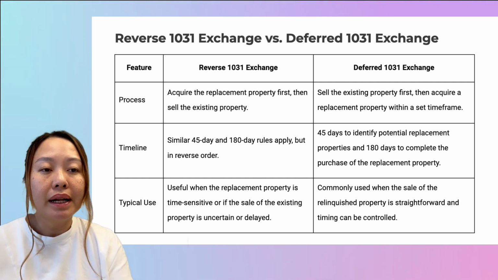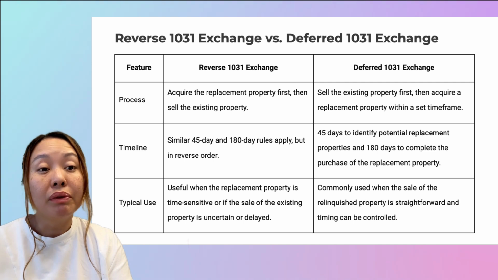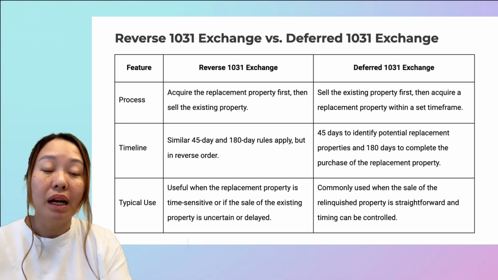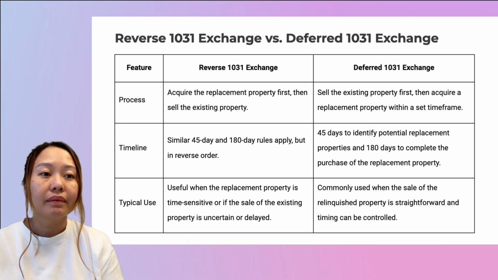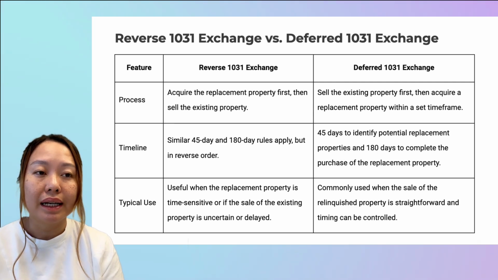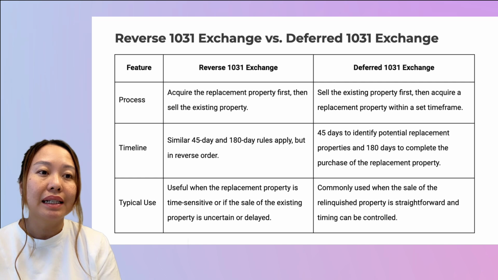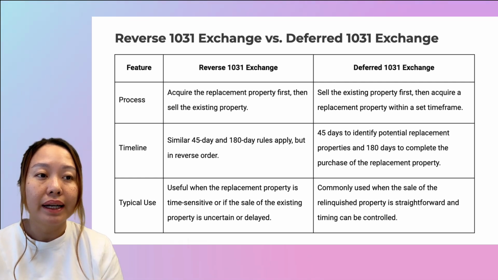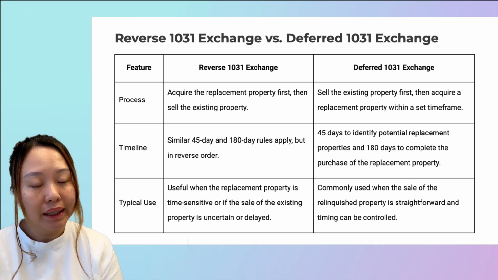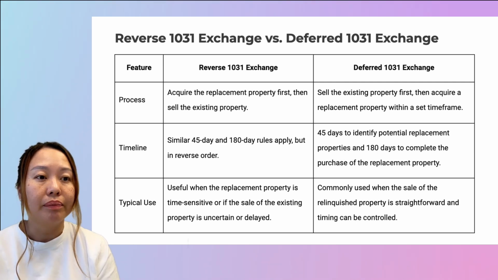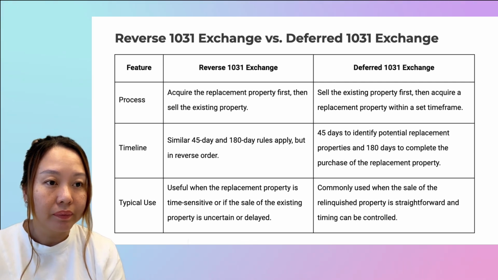The second thing we want to compare is timeline. These are pretty much similar. For the reverse 1031 exchange, it's going to be 45 days to identify and the 180-day rule to close on the second deal, but of course in reverse order. For the deferred 1031 exchange, also known as the delayed 1031 exchange, you have 45 days to identify the potential replacement properties and 180 days to complete the purchase of the replacement property.